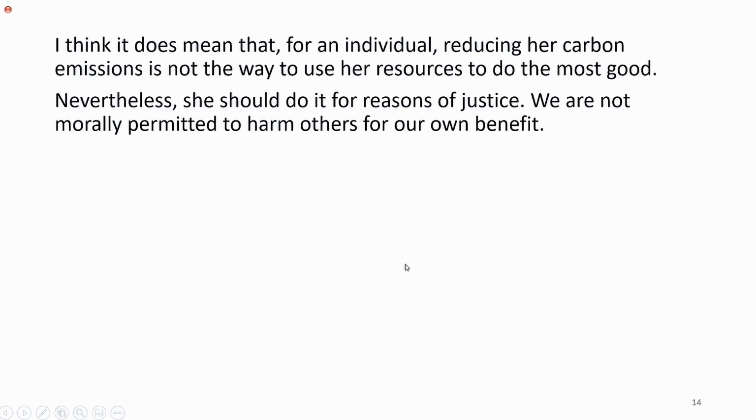It's on the grounds of justice, which is another very important moral consideration. We do harm by our emissions, and we're not morally permitted to do harm to others for our own benefit. So when you do harm by emissions, you are doing an injustice to other people, and we shouldn't do that. So this is an important reason for doing what we can to reduce our emissions, and indeed really reduce them to zero if possible. But what about governments?